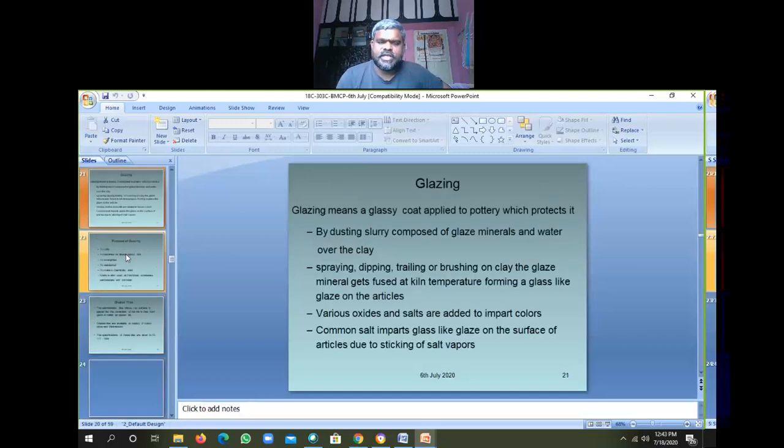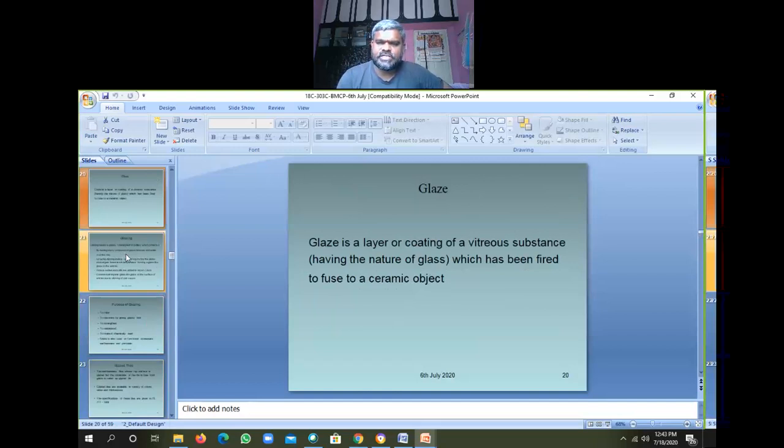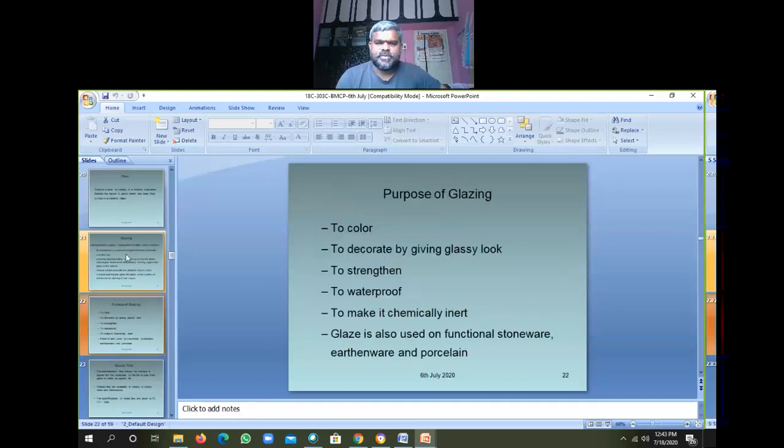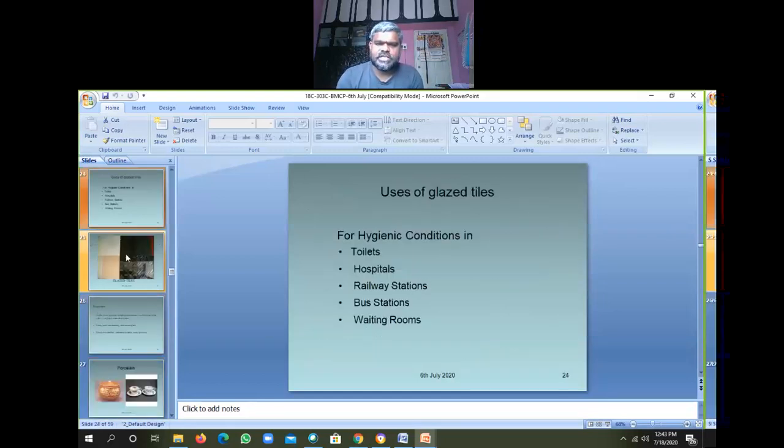Stoneware is also used. Glaze. What is a glaze? It is a layer or coating of vitreous, glass-like substance which has been fired to fuse to a ceramic object. Glazing means a glassy coat applied to pottery, which protects it, by dusting a slurry composed of glazed minerals and water over the clay. So the purpose of glazing is to color, to decorate by giving a glossy look, and to strengthen and waterproof, right? So these are the glazed tiles, and uses of glazed tiles are in hygienic conditions: toilets, even railway stations, bus stations, hospitals, waiting rooms. We are using glazed tiles.